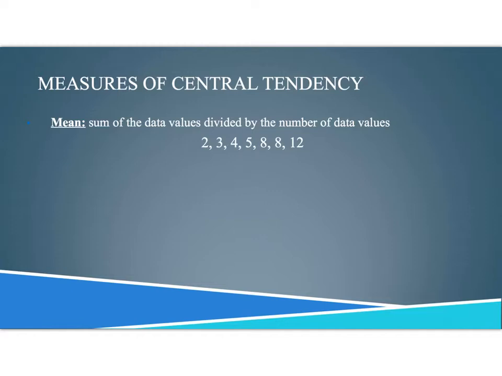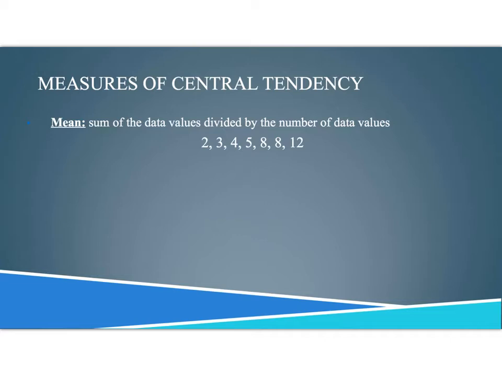The mean is the sum of the data values divided by the number of data values. So what that means is we are actually going to add up all of the data points. You can see here I have an example: 2, 3, 4, 5, 8, 8, and 12. These are all our data values.